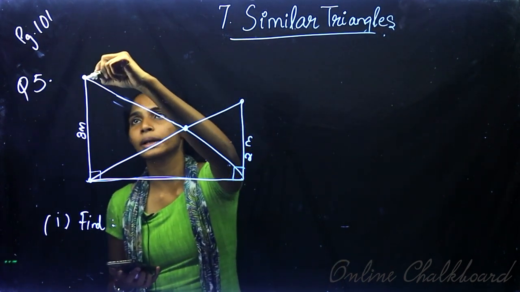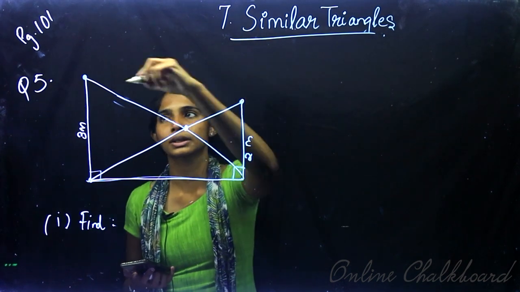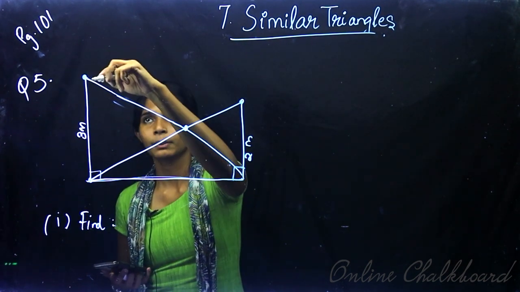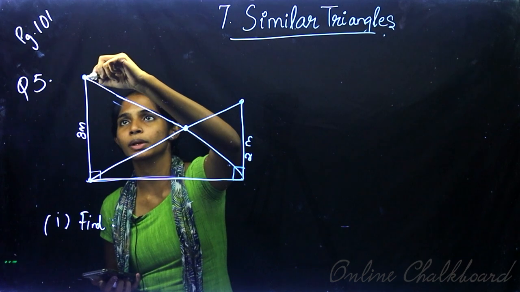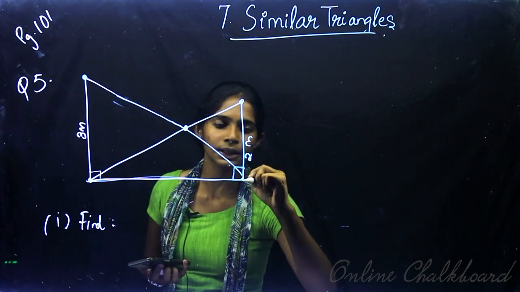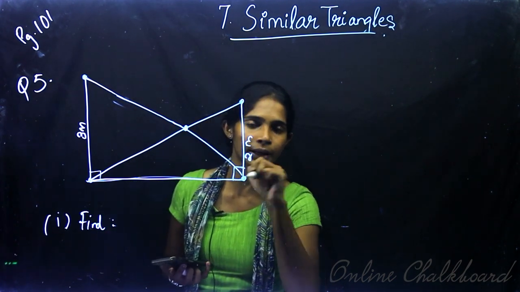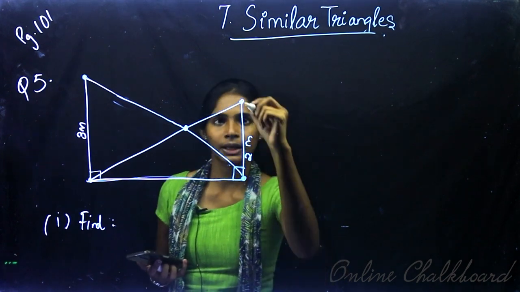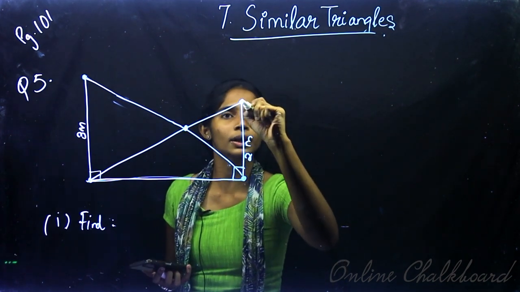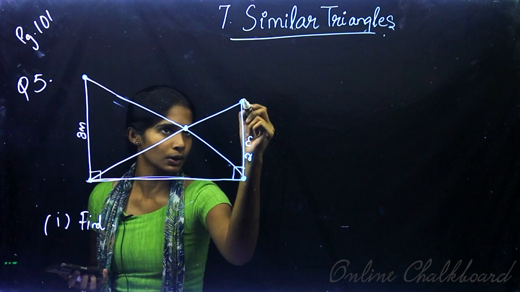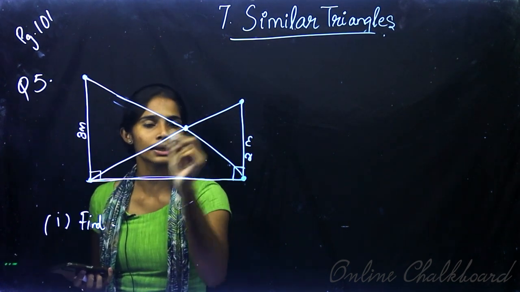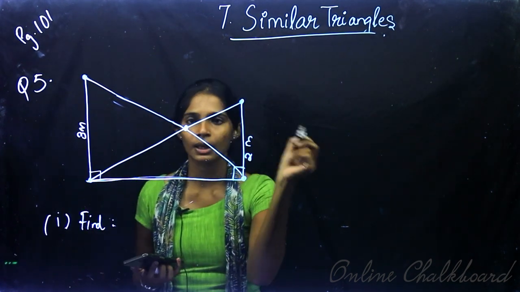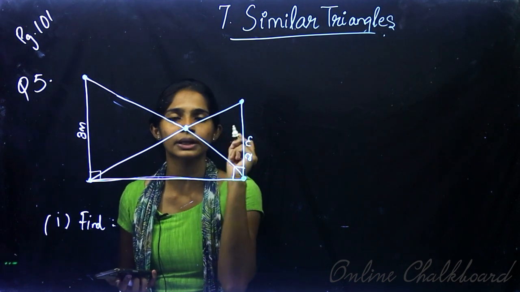Okay. What do you say? The top portion of these two poles has a rope. Similarly, the top of the second pole is stretched to the foot of the first pole. This rope is stretched. Now, these ropes cross at a point.